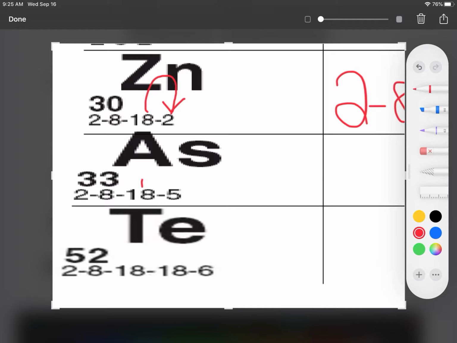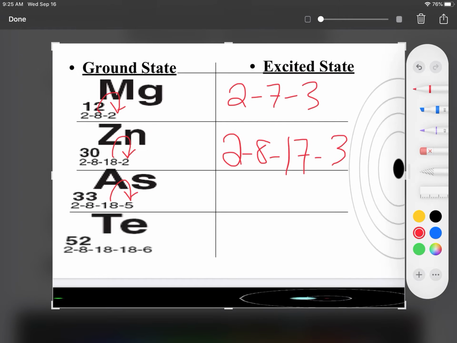Okay, we're back. So that's, again, the electron jumps from the second to last, in this case the third level, to the fourth. So that can be 2-8-17-6.